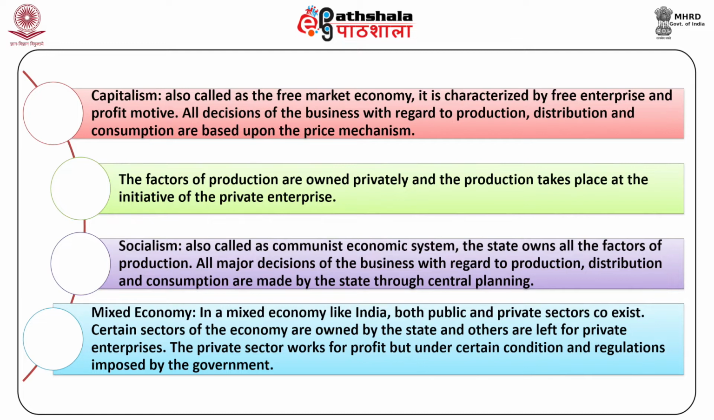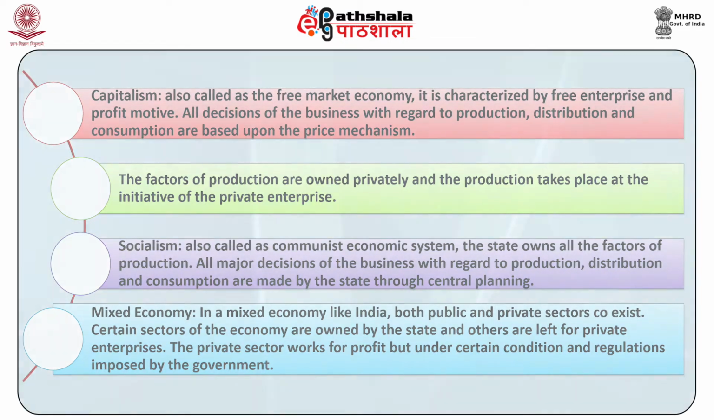Second being the socialism, also called the communist economic system. The state owns all the factors of production in this kind of system. All major decisions of the business with regard to production, distribution and consumption are made by the state through central planning. The third type of system being the mixed economy. In a mixed economy like India, both public and private sectors coexist. Certain sectors of the economy are owned by the state, while others are left for the private enterprises. The private sector works for profit, but under certain conditions and regulations imposed by the government.